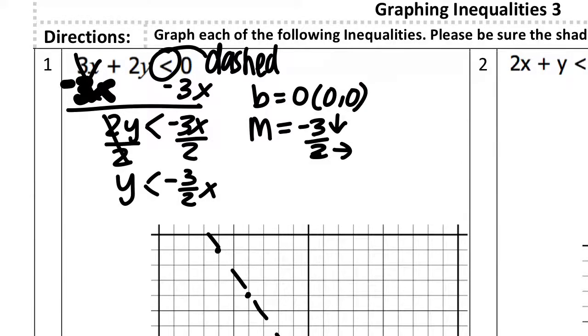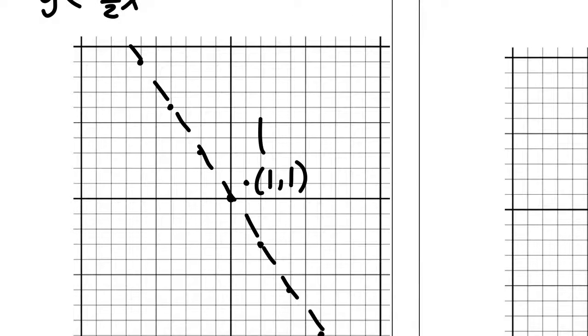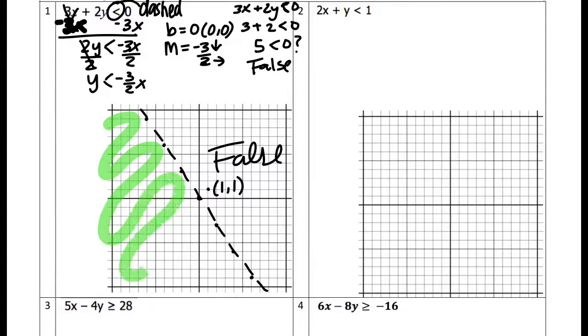My inequality was 3x plus 2y is less than 0. If I plug in 1, 1, that becomes 3 times 1, which is 3, plus 2 times 1, which is 2, is less than 0. So I'm asking, is 5 less than 0? No, it's not. This is false. So that tells me this side is false, which means the other side must be true. So I would go ahead and shade the other side because the other side is my solution set.